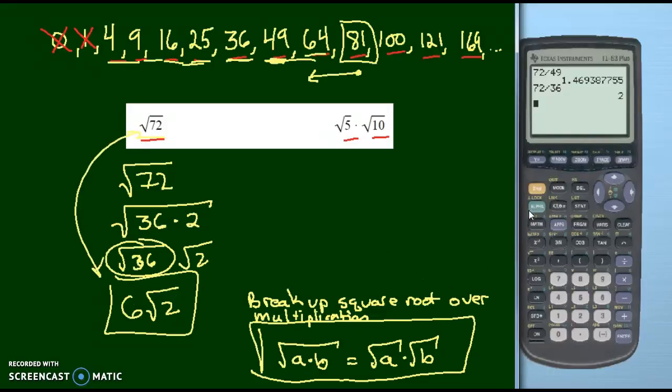There's ways to verify your work using your calculator, like you can compare the square root of 72 to 6 times the square root of 2. And you'll see that you get the same exact answer.